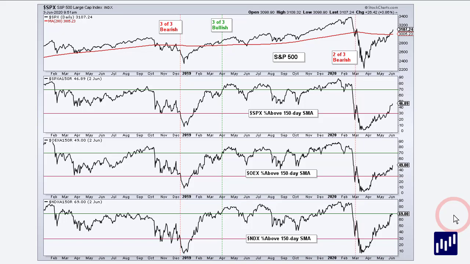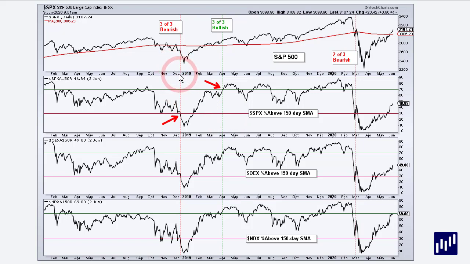So here's the percentage of stocks above the 150-day simple moving average. Now, I've changed the bullish and bearish thresholds because it is a little harder to get above the 150-day. So I'm going to lower the threshold to 70% for the bullish threshold and 30% for the bearish threshold. And when 2 of the 3 get above, that's a bullish signal. And when 2 of the 3 get below 30, that is a bearish signal.